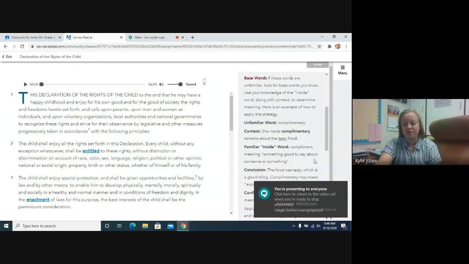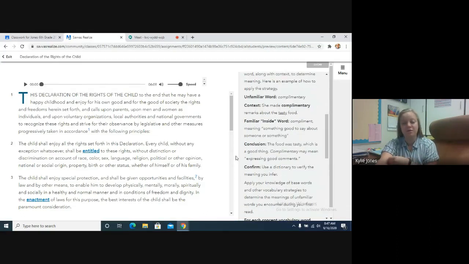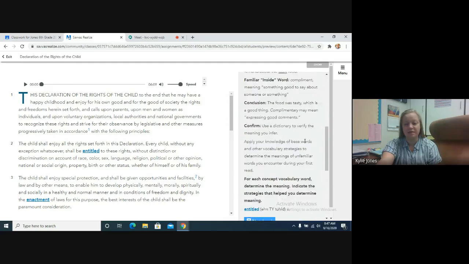So if we think about the word complimentary, she made a complimentary remark about the food. We're going to look at the word compliment and think, oh, that's something good. They said something good. So we can conclude on this second part, the food was tasty, which was a good thing. So complimentary might mean you're expressing a good comment about something. So we're going to try this strategy as we read through and see if we can figure out what these words mean.